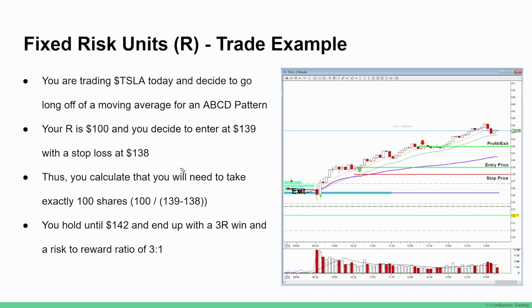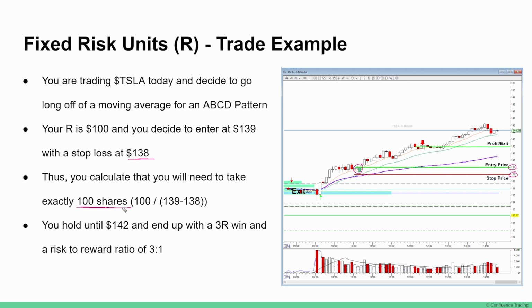So now that we've introduced the concept of R, let's look at how it works in a real world example. Let's say that you're trading Tesla and you decide to go long off of a moving average. So you go long right here off of this moving average, this orange line, and you want to risk $100. So R is $100. You decide to put your stop loss at $138. So you've entered at 139, you have a stop at 138. Therefore, your stop is $1 and you want to risk $100. So you need to take exactly 100 shares.